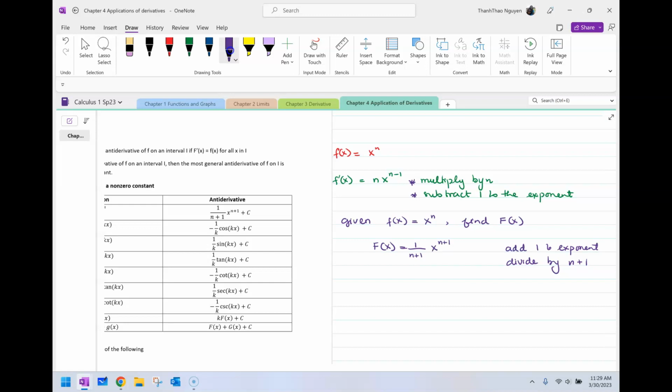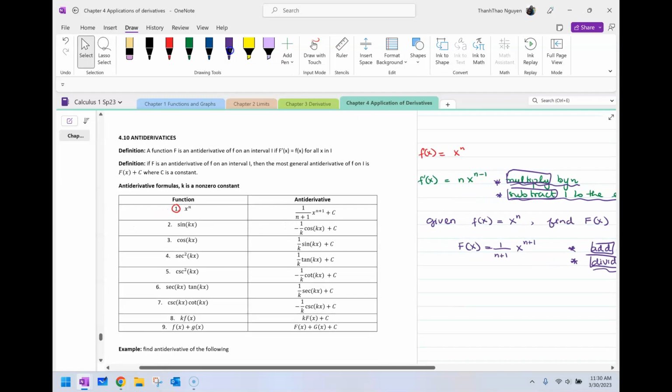So you do the opposite, from the last step to the first step. Note that in the derivative you subtract 1 from the exponent, so here the first step is to add 1 to the exponent. The next one, multiply by n, becomes dividing by n plus 1. Dividing is the opposite of multiplication, and adding is the opposite of subtraction. You will find all other antiderivatives by just doing the opposite. The formula for the antiderivative is given here.